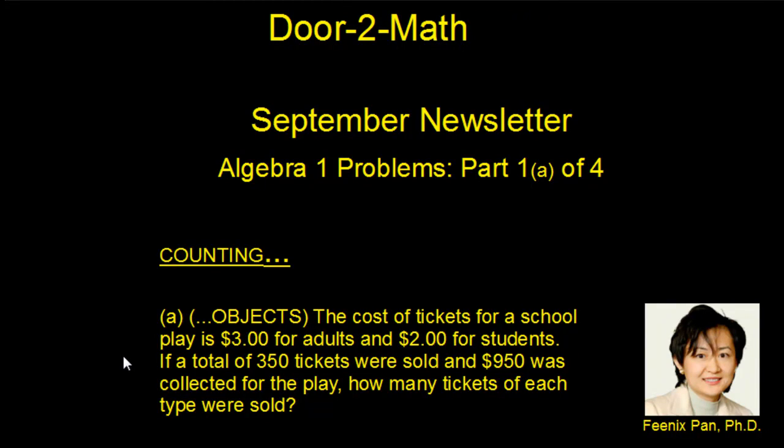We're solving Algebra 1 problems, and particularly this is part 1 of 4 types of word problems. And this one we're dealing with counting objects. The cost of tickets for school is $3 for adults and $2 for students. If a total of 350 tickets was sold and $950 was collected for the play, how many tickets of each type were sold? Well, let's go right to it and solve this problem.